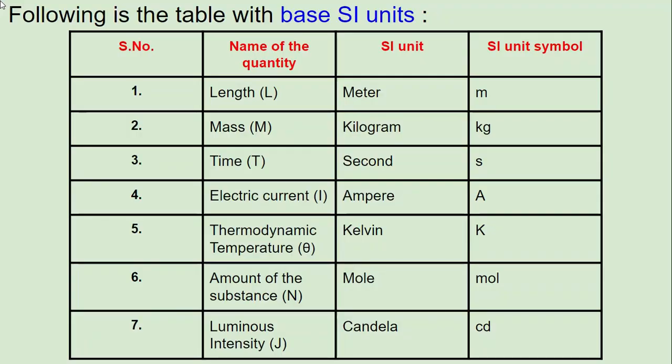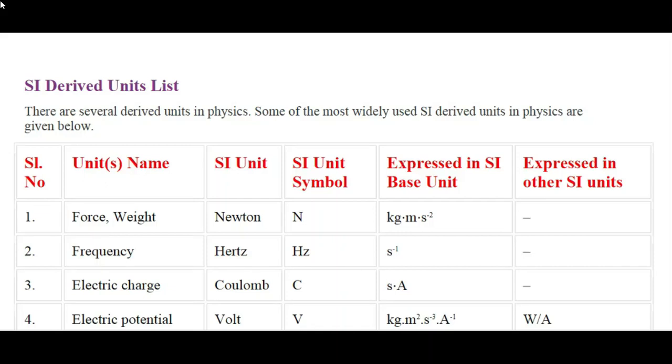Following is the table with the 7 base units, with the name of the quantity, the SI unit, and the SI unit symbol. Here are the quantities: length, mass, time, electric current, thermodynamic temperature, amount of substance, and luminous intensity. Here is the list of SI derived units. There are several derived units in physics. Some of the most widely used SI derived units in physics are given below. Unit name, SI unit symbol, and base units and expression of the SI unit.